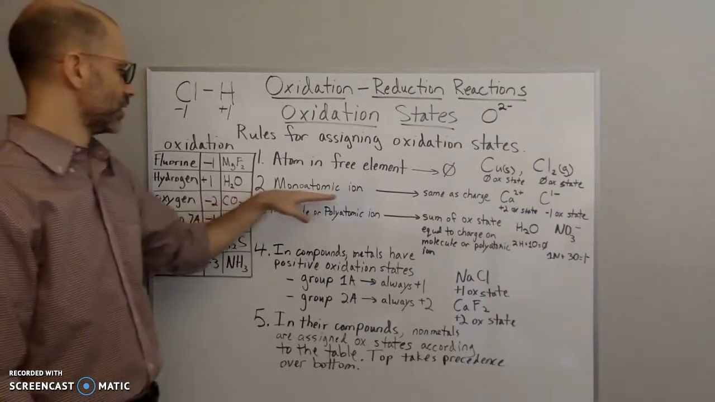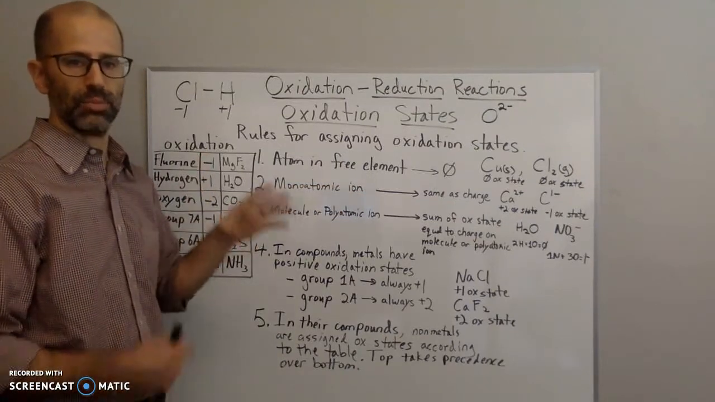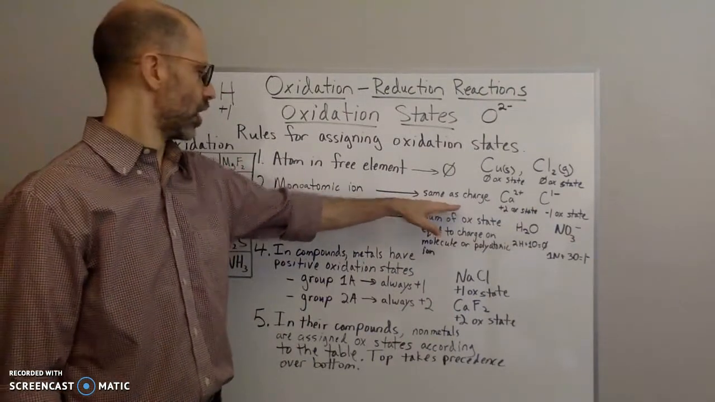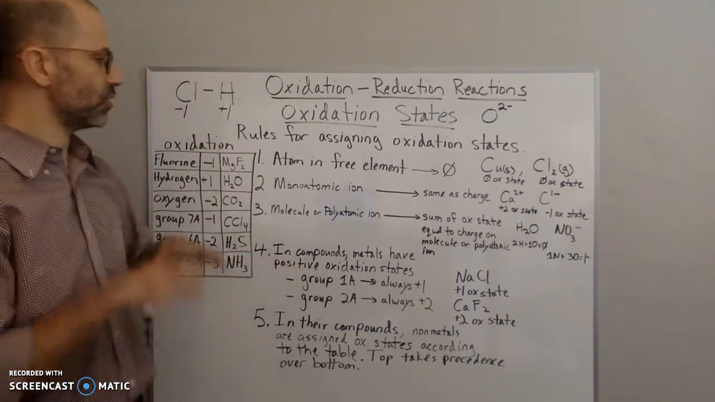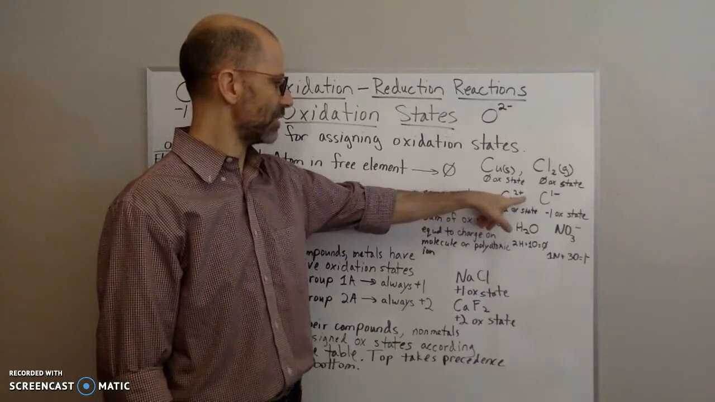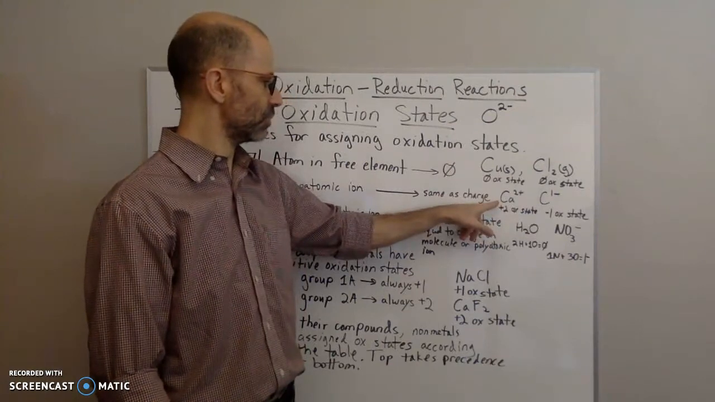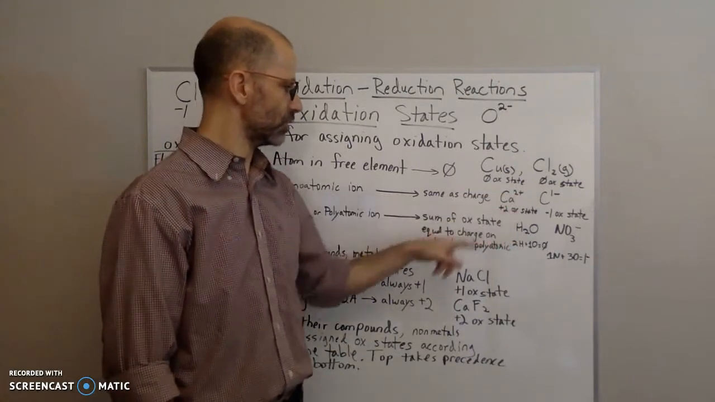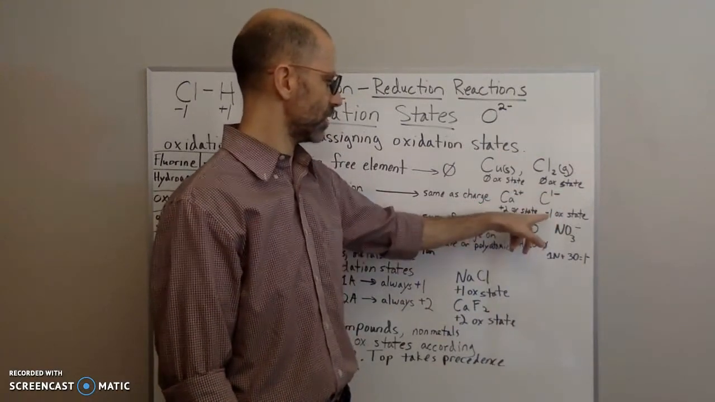Number 2, monatomic ions. Those are ions that are one atom with a charge. The oxidation state is going to be the same as their charge. So if you have a monatomic ion by itself, not part of a compound, then the oxidation state of that ion is the same as the charge on that ion. So here I have a free calcium ion, with a 2+ charge, so the oxidation state is +2. For chloride ion, I have a 1 negative charge, and so the oxidation state is -1.